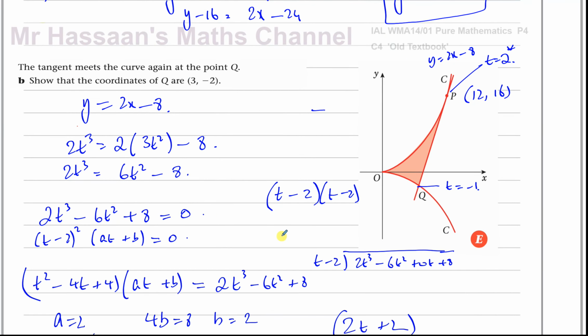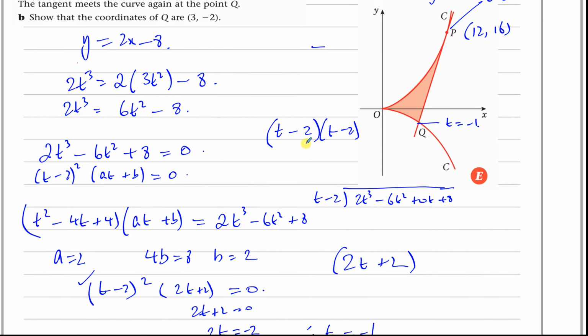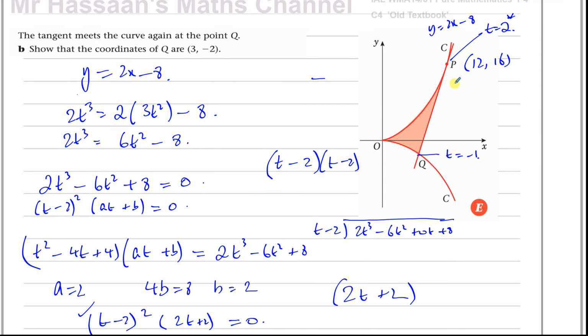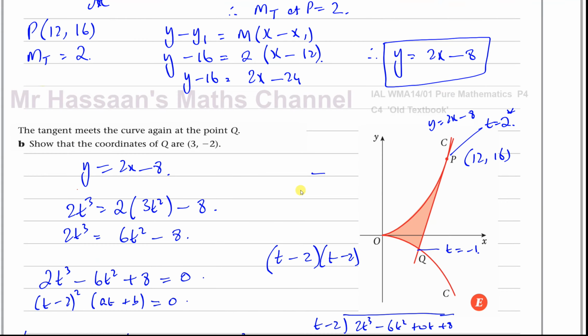All right, so an important thing here, for us to save some time, instead of doing algebraic long division, we should understand that whenever you have a tangent to a curve, there's a repeated root at that point. So where t equals 2, there's going to be a repeated root. So we can write that as (t - 2)² times some linear equals 0, and we can easily find what the values of a and b are, and therefore solve the equation and find what the other value of t is. So t is -1 at this point, which is the other place where the curve meets the tangent at P. All right, so there's the answer to part B.